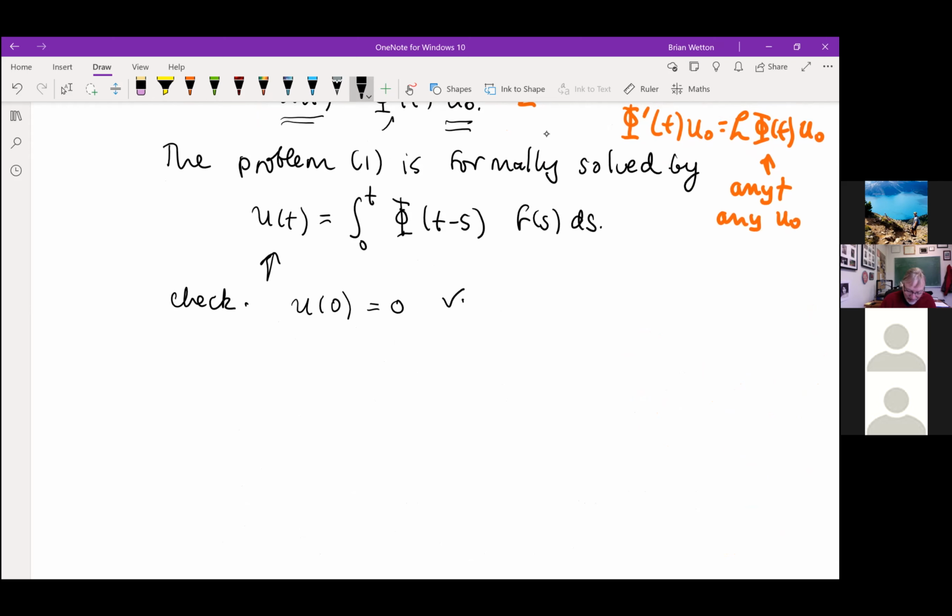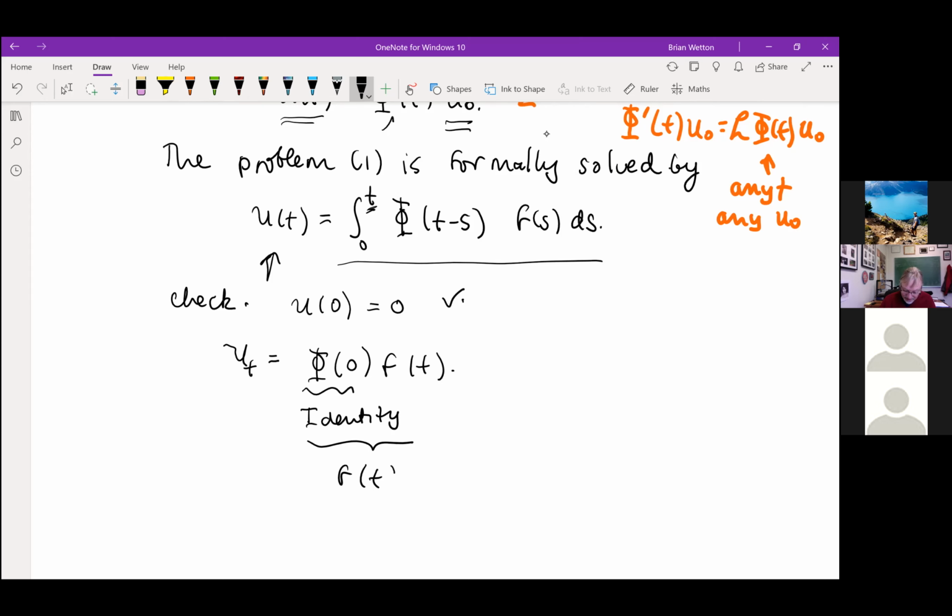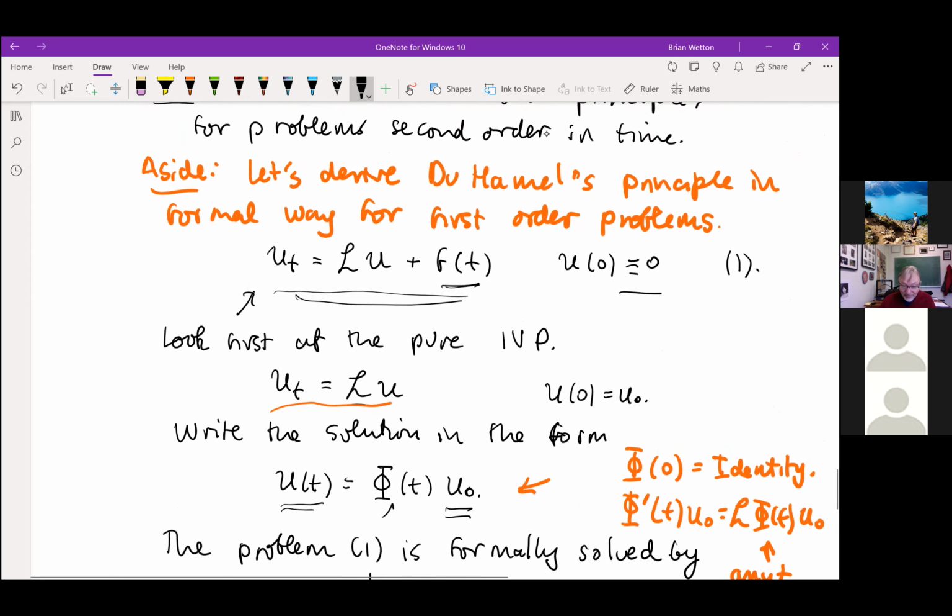Now the u_t has to be equal to L times u plus f. So let's take the time derivative of this thing. Well, it's got 2 pieces, right? It's got the piece when I take the derivative with the upper argument, and at the upper argument, s is equal to t. So I've got phi of 0 times f of t, and I know that this is the identity. So this whole thing is going to be f of t. That's pretty promising, right? Because I needed this f of t to show that that's actually a solution.